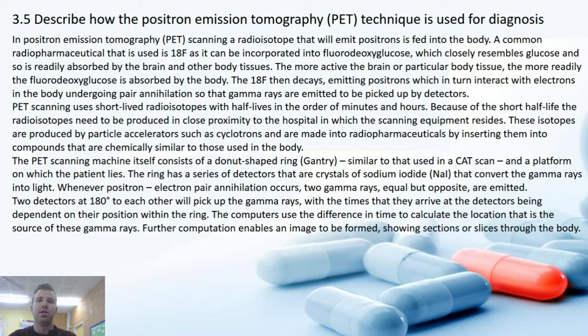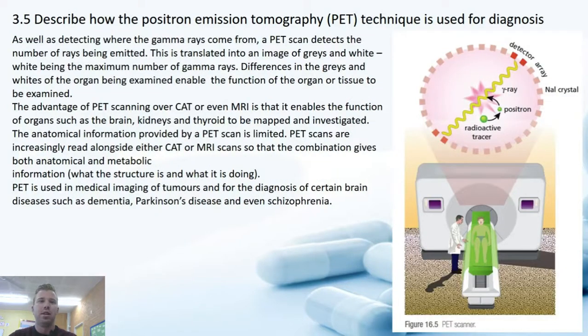The computers use the difference in time to calculate the specific location that is the source of these gamma rays. Further computation enables an image to be formed showing sections and slices through the body. So as well as detecting where the gamma rays come from, a PET scan detects the number of rays being emitted. This is translated into an image as grey and white, white being the greater number of gamma rays. Differences in greys and whites of the organ enable us to discuss the function of the organ or the tissue being examined.